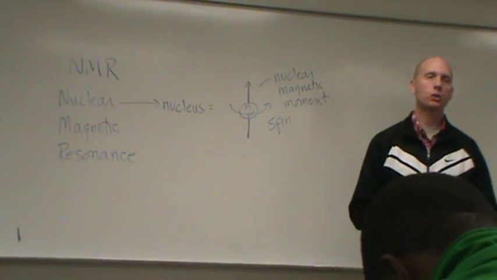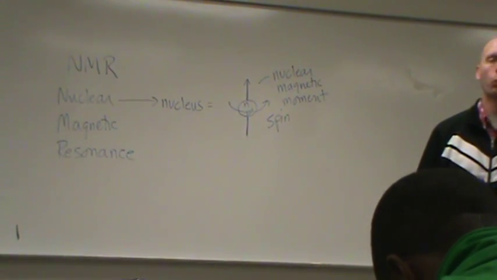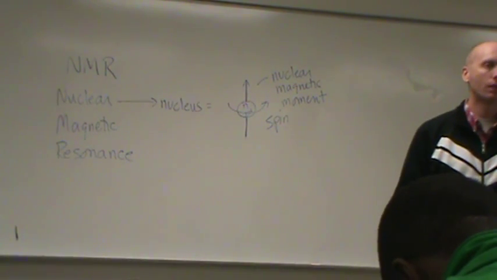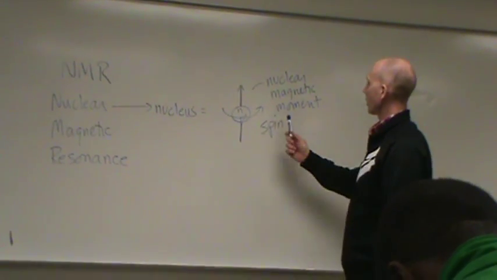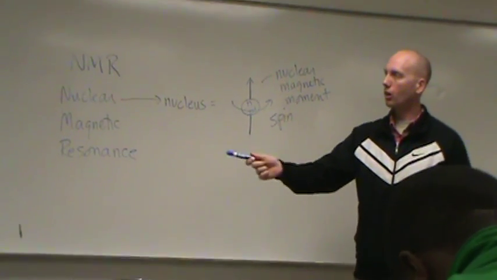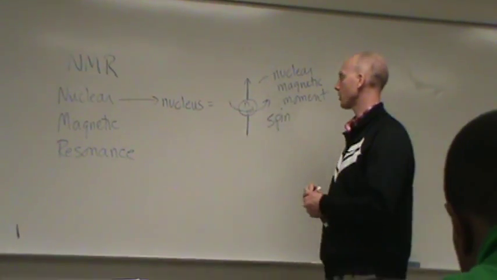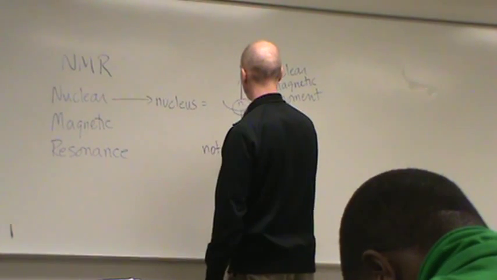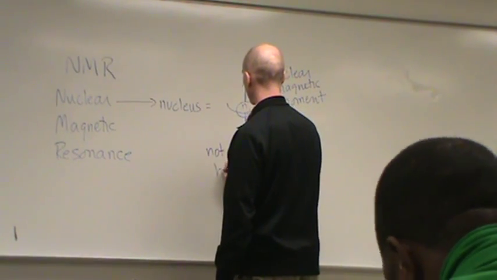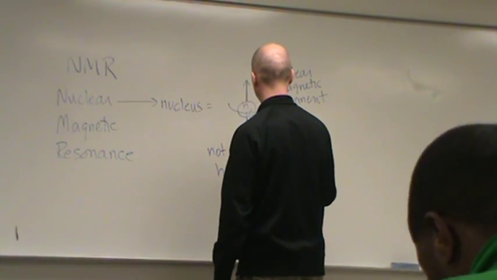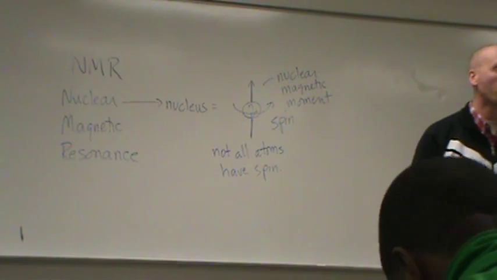And this is crucial. It is critical to have this moment generated in order to do NMR spectroscopy. We'll see in a second. But it turns out that not all atoms from the periodic table can do this. Not all atoms in their nucleus have spin. In fact, a majority of those atoms don't have spin.